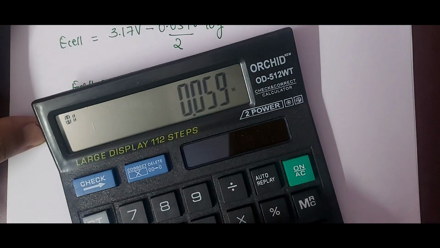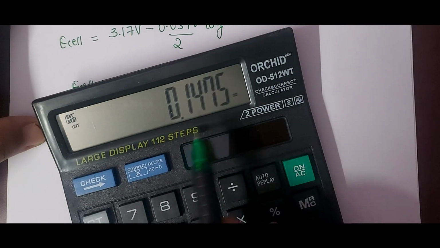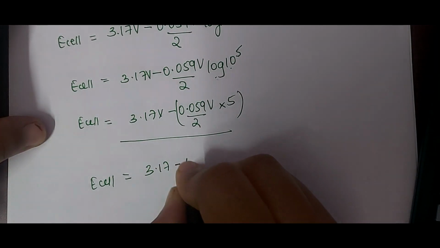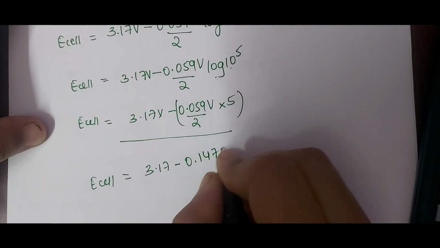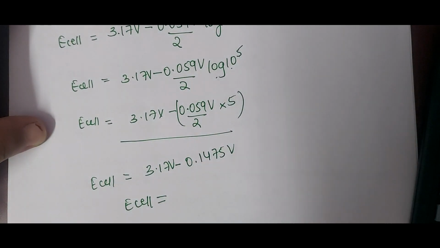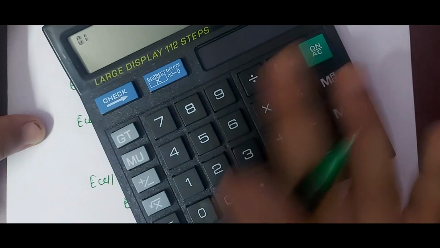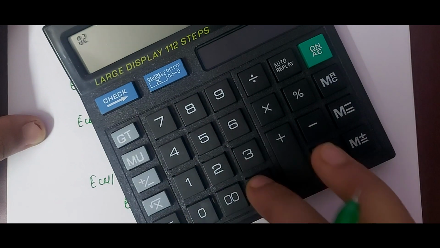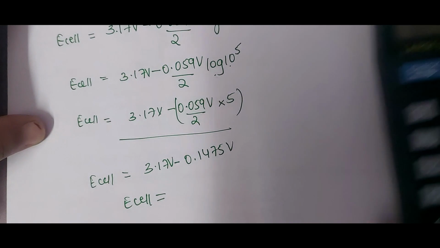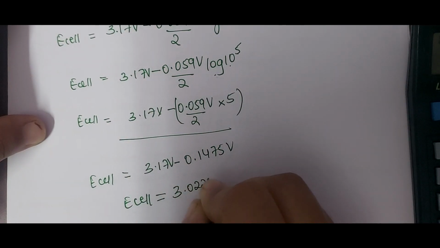0.059 into 5 divided by 2. So we get it as 0.1475. So 3.17 minus 0.1475 volt. So here E cell equal to 3.17 minus 0.1475 equal to 3.0225. So what is the answer we get? 3.0225 volt.